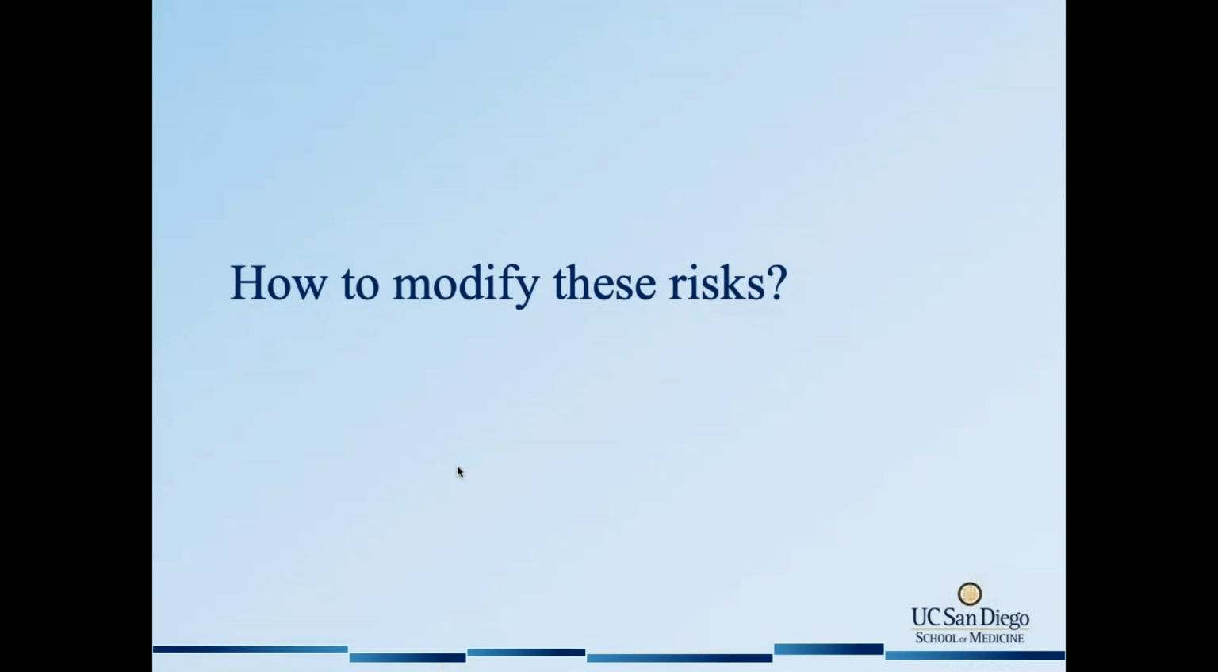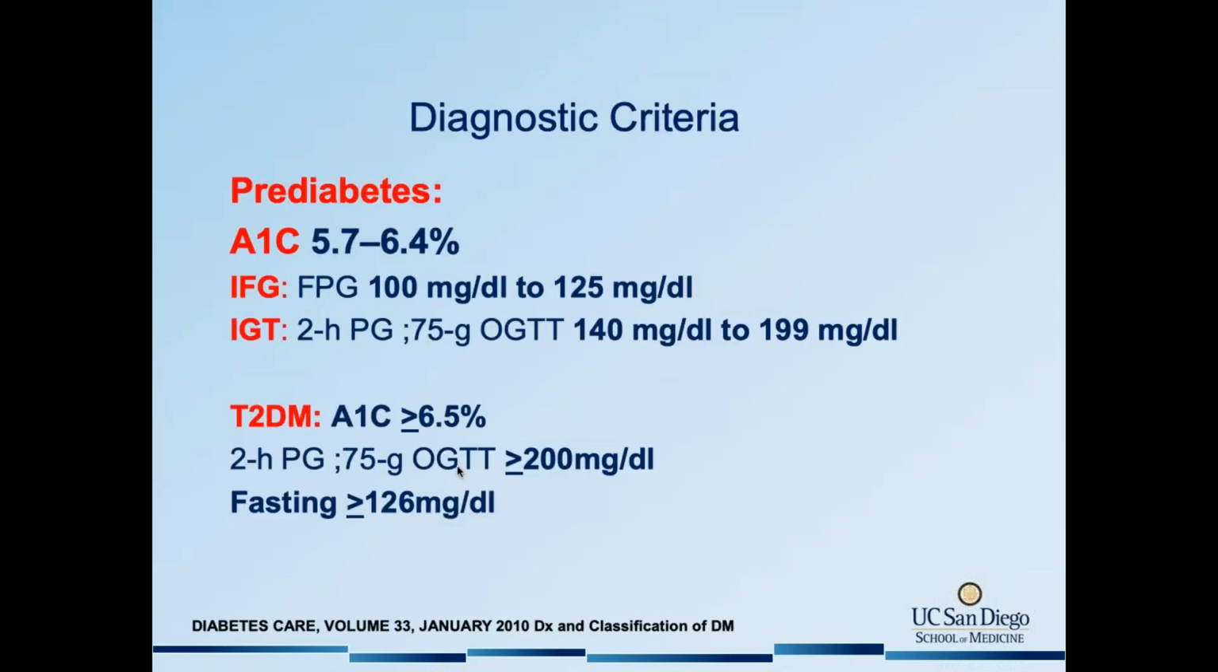So number one, let's talk about how do we do postpartum follow-up on these women. First of all, I just want to reiterate what the American Diabetes Association has classified as prediabetes, so an A1C of 5.7 to 6.4%, as well as impaired fasting glucose, which is a fasting glucose of 100 to 125, and impaired glucose tolerance, which is a 75-gram OGTT 2-hour value of 140 to 199. Those people meeting any of these criteria are at higher risk of developing type 2 diabetes. So these are the people that we want to focus on.